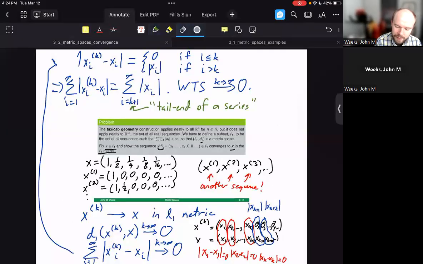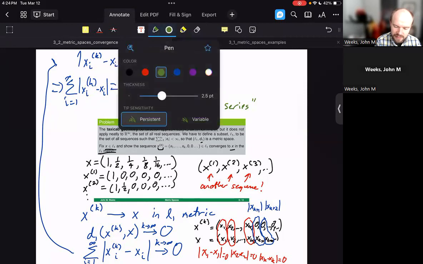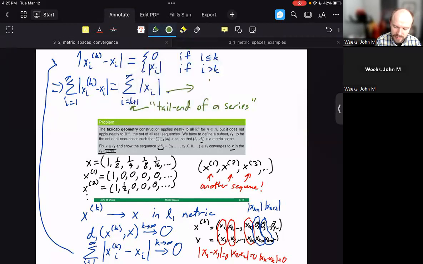So given that proof, we now have exactly what we want to show, which is that this goes to 0 because this is the tail end of a series. Now, I have left over one thing, which is that I need to say that this series that I'm beginning with, namely the series sum as i goes from 1 to infinity of x sub i, is finite.